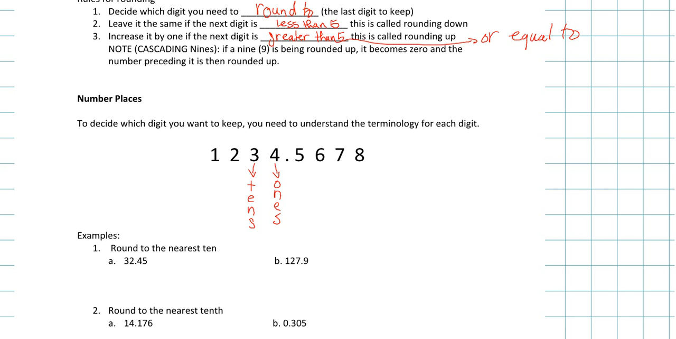What do we call the 5, which is the first number after the decimal? The tenth. That's right. So it's going to be the tenth with a TH after the word. Okay? Anything after the decimal is going to have the ending of TH. How about the 6? What do we call that? The hundredth. And this is going to be the thousandth.